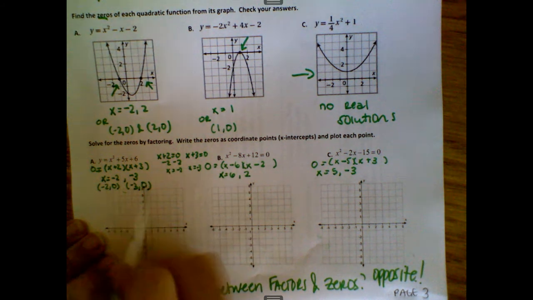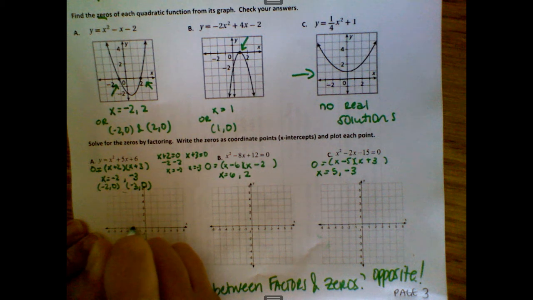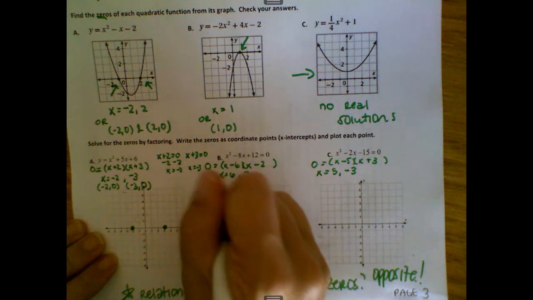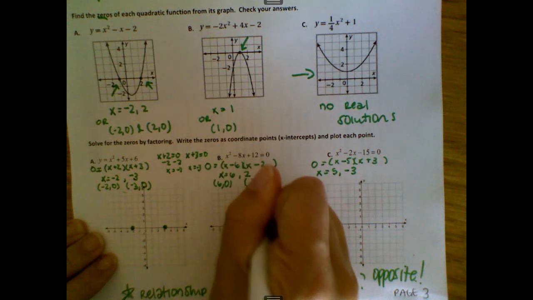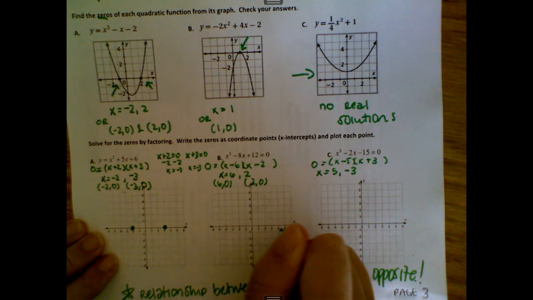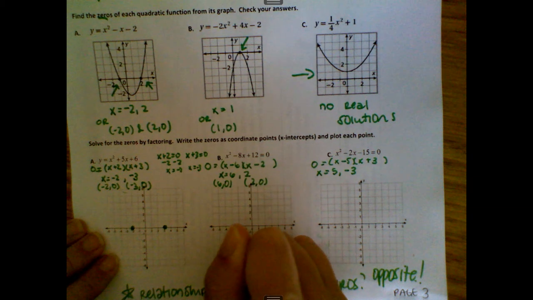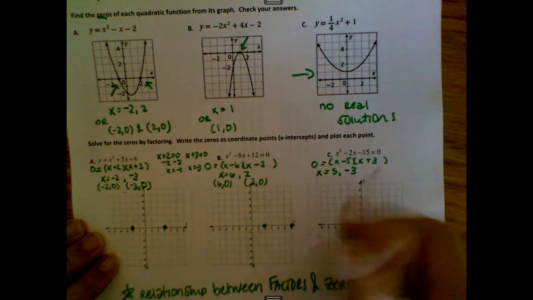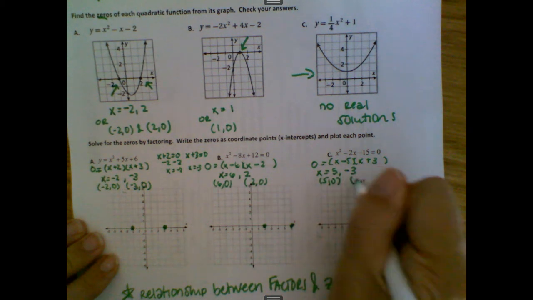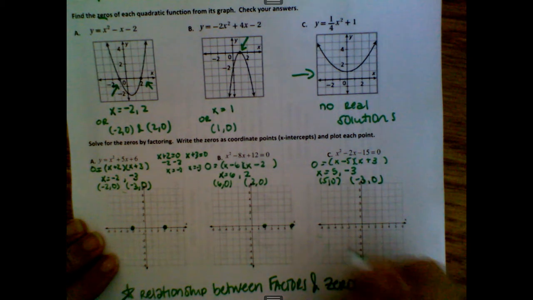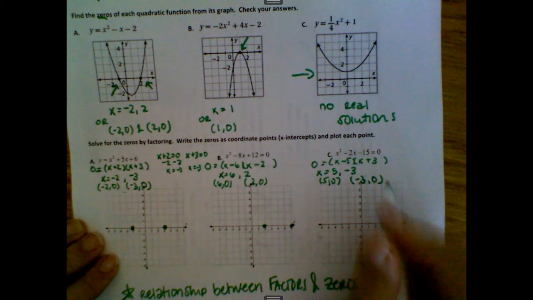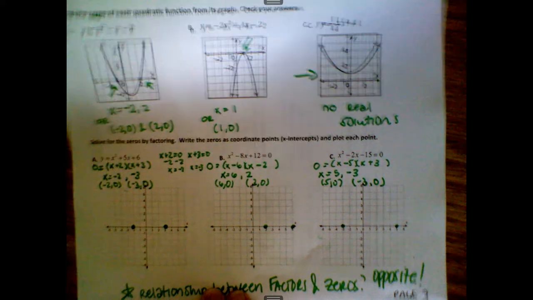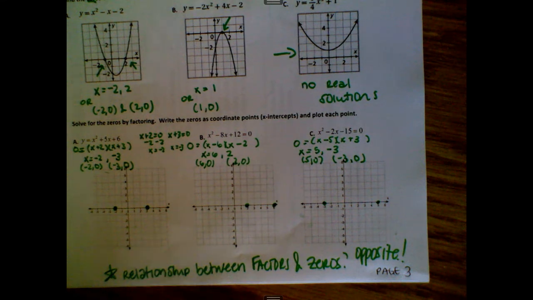So now I can take these and I can actually plot them on the graph. Here, this is 6, 0. This is 2, 0. And here, this is 5, 0, and negative 3, 0. We're going to take this further and actually figure out how to graph these.